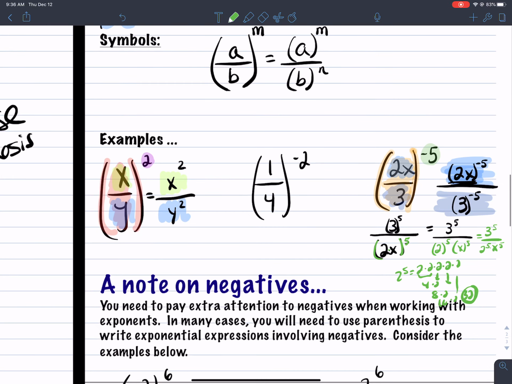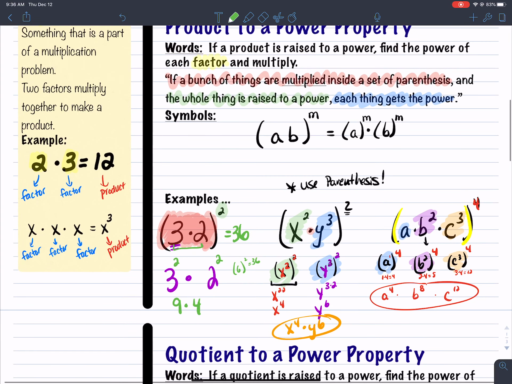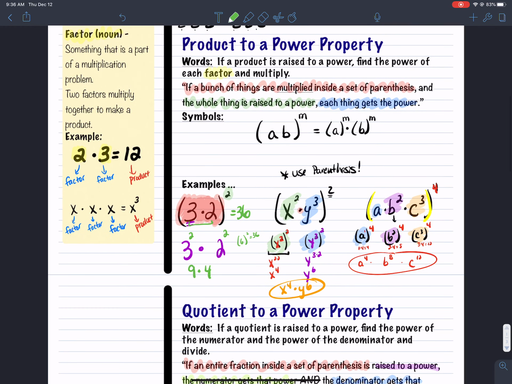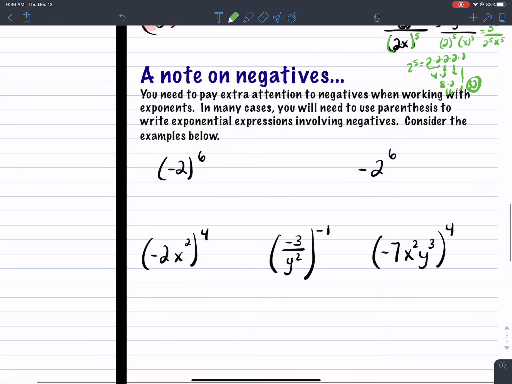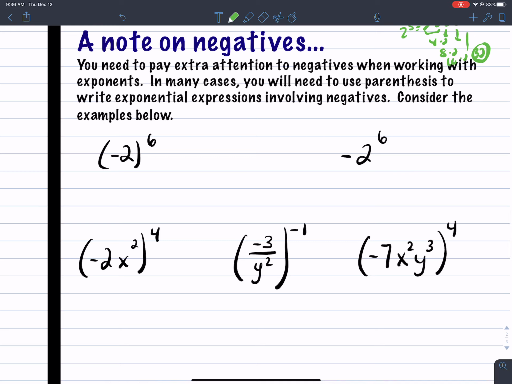So what's really nice about those two, when we use the quotient to a power and the product to a power rule, we really need to use parentheses a lot. Now, the last thing I'd want to say with those parentheses is making sure that we know to use parentheses when we work with negatives, right? So we need to pay extra attention when we work with negatives because in many cases we need to write a set of parentheses to indicate what's getting the power and what's not. So these two examples will be our focus today.